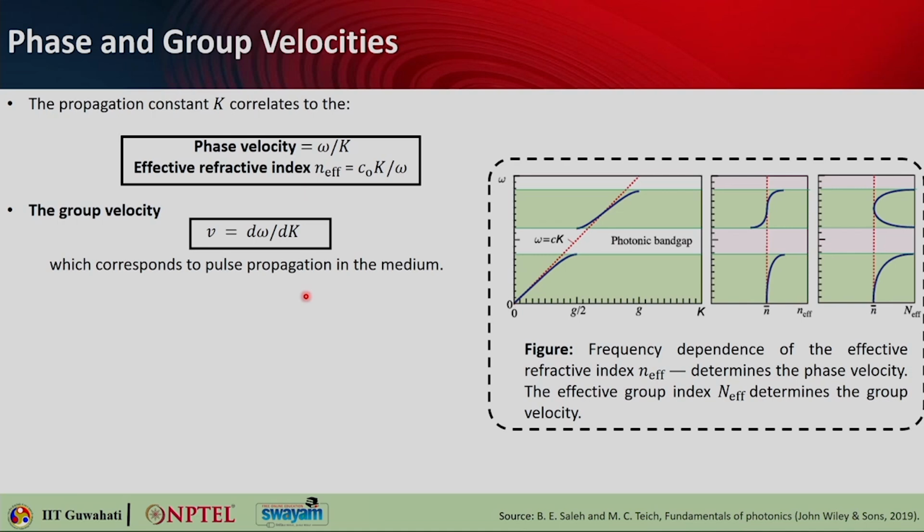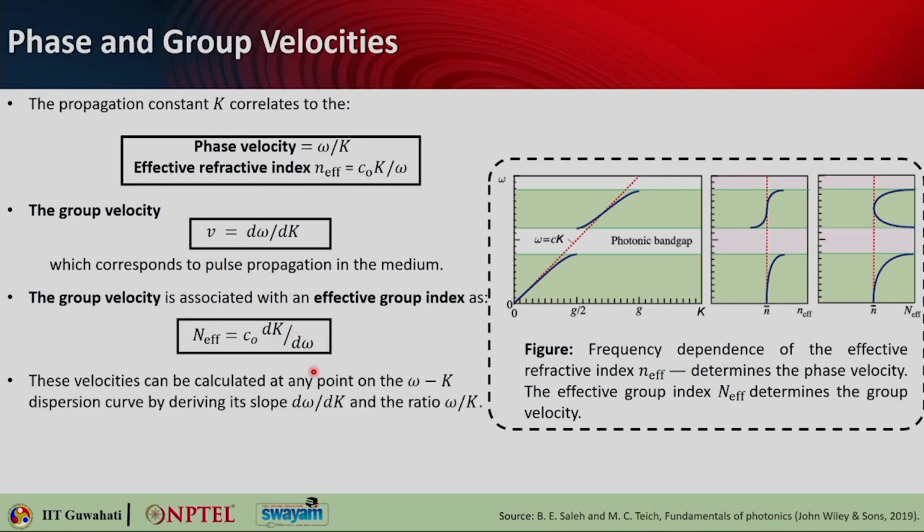Any pulse will have a frequency spread, which means it will not be monochromatic, it will have certain frequencies. So you should calculate the group velocity in that case. Group velocity should be obtained by d omega by dk. Accordingly you can also find out the effective index seen by that group, or you can call it effective group index, also defined as capital N effective, and that can be given as c naught over this v. So you get c naught times dk by d omega.